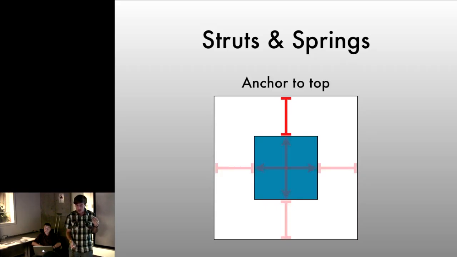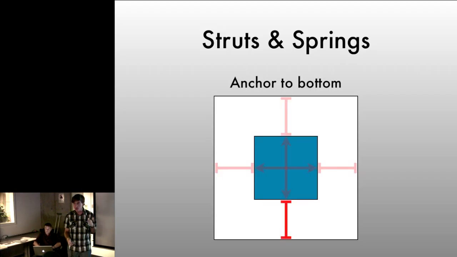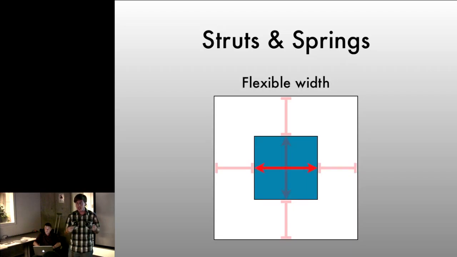So we'll go over these one by one. There's a strut on the top that says anchor to the top, which means that no matter what, keep the same distance from the top as it is right now. And similarly for the left and right, keep the same distance from the bottom, keep the same distance on the left and right. We can also specify springs, which say, if it's set, I want this to be flexible in its width, or flexible in its height.